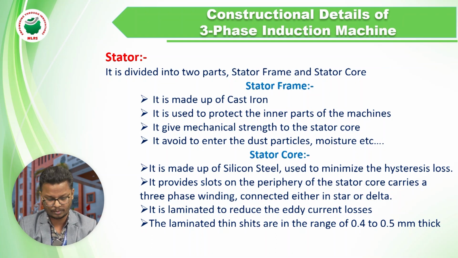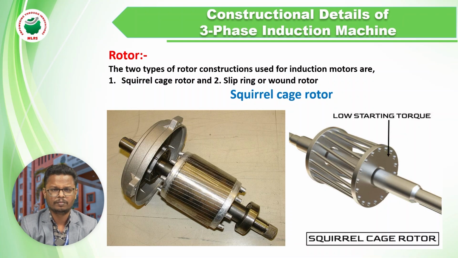Now we will discuss the rotor. The rotor is of two types: the squirrel cage rotor and the slip ring induction motor rotor. Why it is called a squirrel cage: when we remove the core of the rotor, the remaining winding, which has bars, looks like the cage in which a squirrel lives. So it is called the squirrel cage.